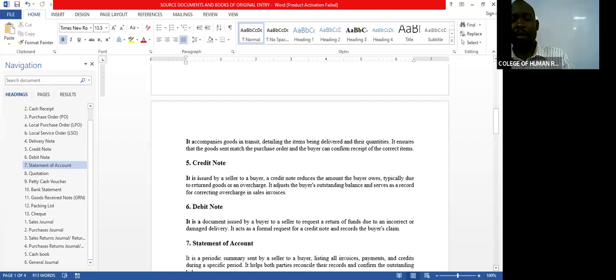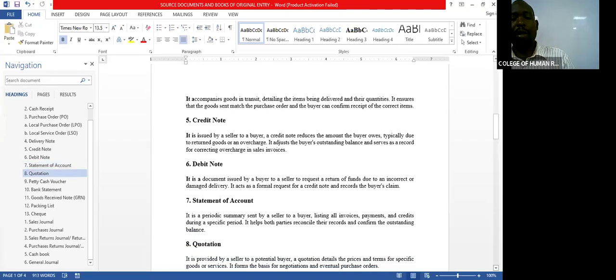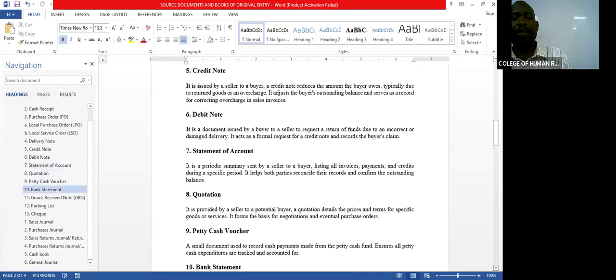Number 7, source document is what we refer to as the statement of account. A statement of account is a summary of all the transactions that have taken place between a particular supplier and a particular buyer. Remember, now we are the owners of the business, so we can request the statement of account from our suppliers. At the same time, we can also be requested by our customers to send them the statement of account.